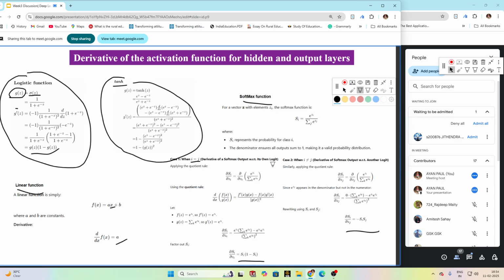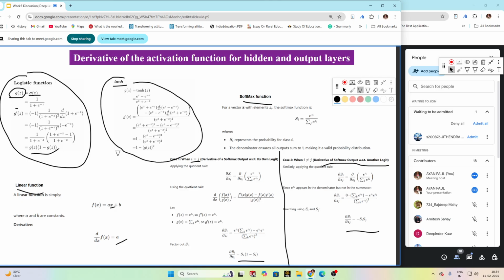For the softmax function, we have to divide it into two cases. One, when i equals j, that means when your winner is your class only. And when the winner is not your class, then we have to do this to find the derivative of the softmax function.